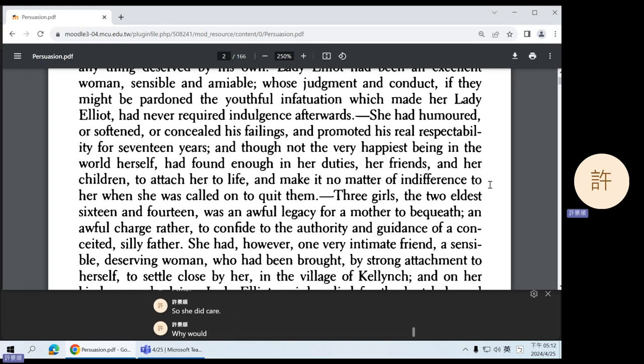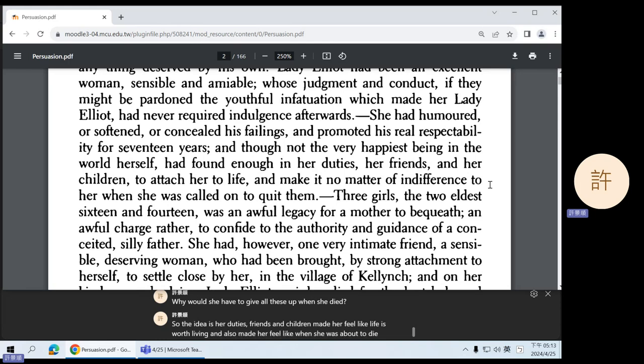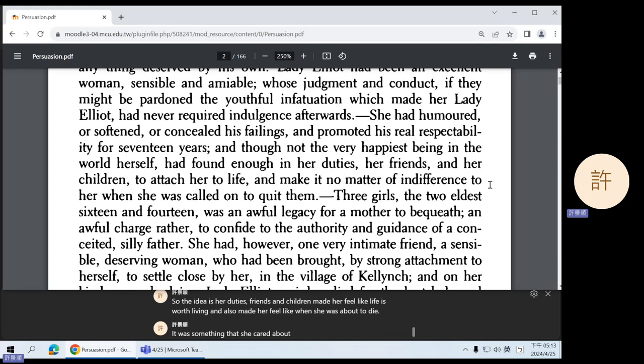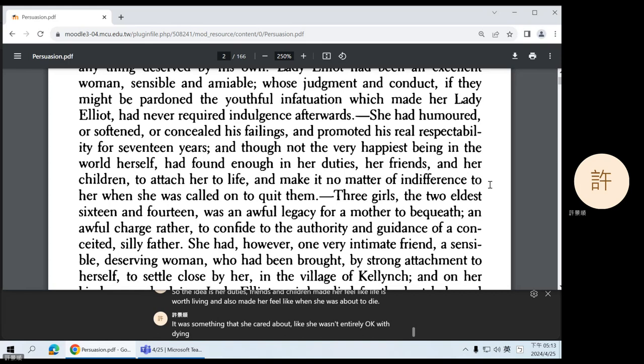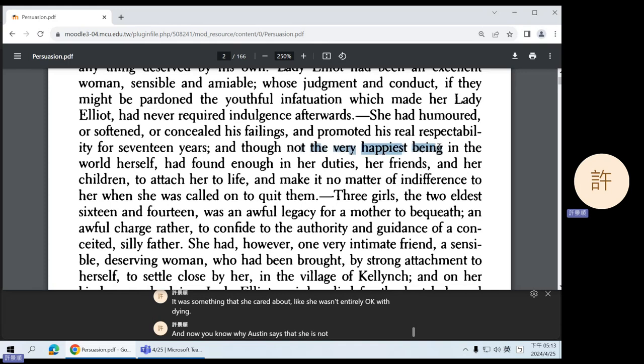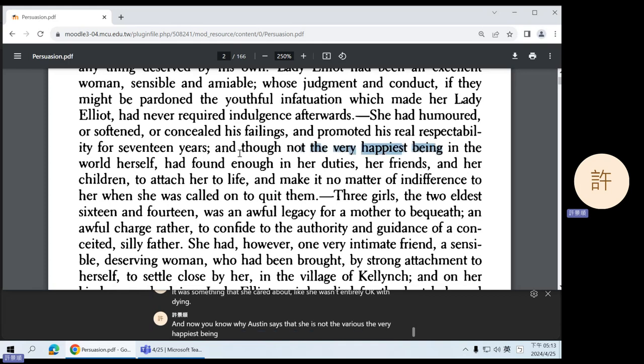Why would she have to give all these up when she died? So the idea is her duties, friends, and children made her feel like life is worth living and also made her feel like when she was about to die, it was something that she cared about. Like she wasn't entirely okay with dying. And now you know why Austen says that she is not the very happiest being in the world.